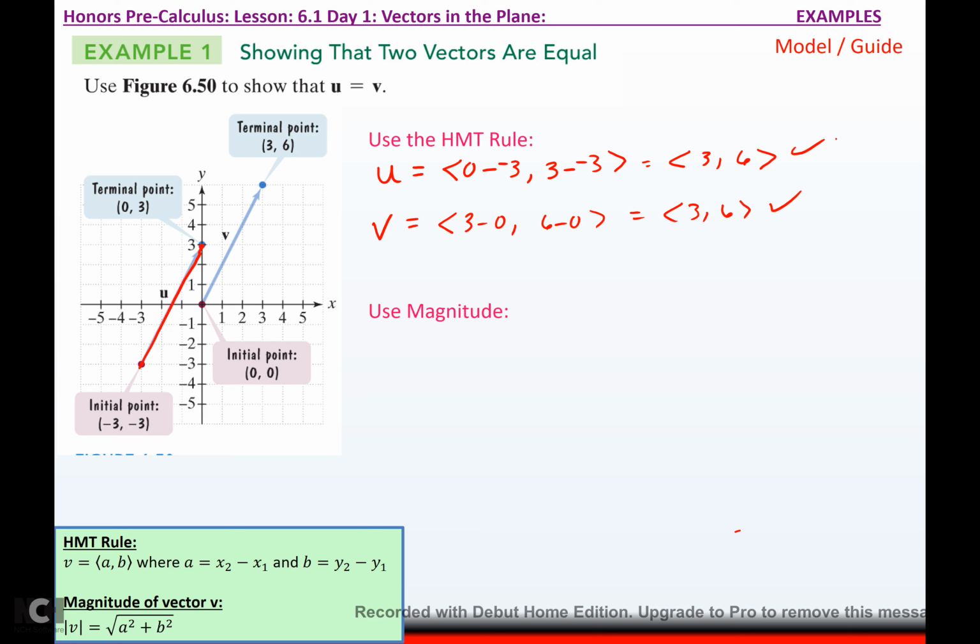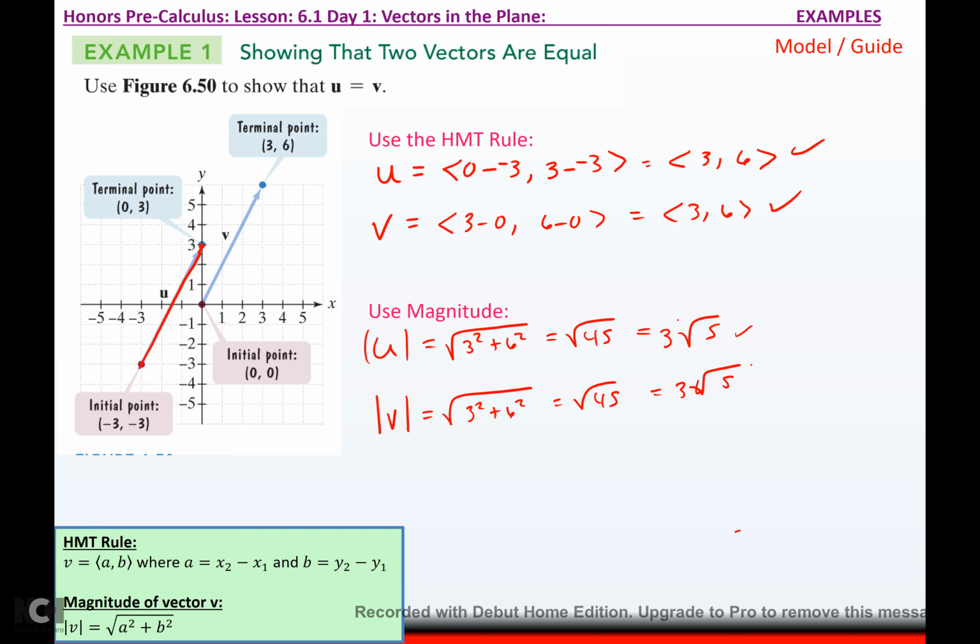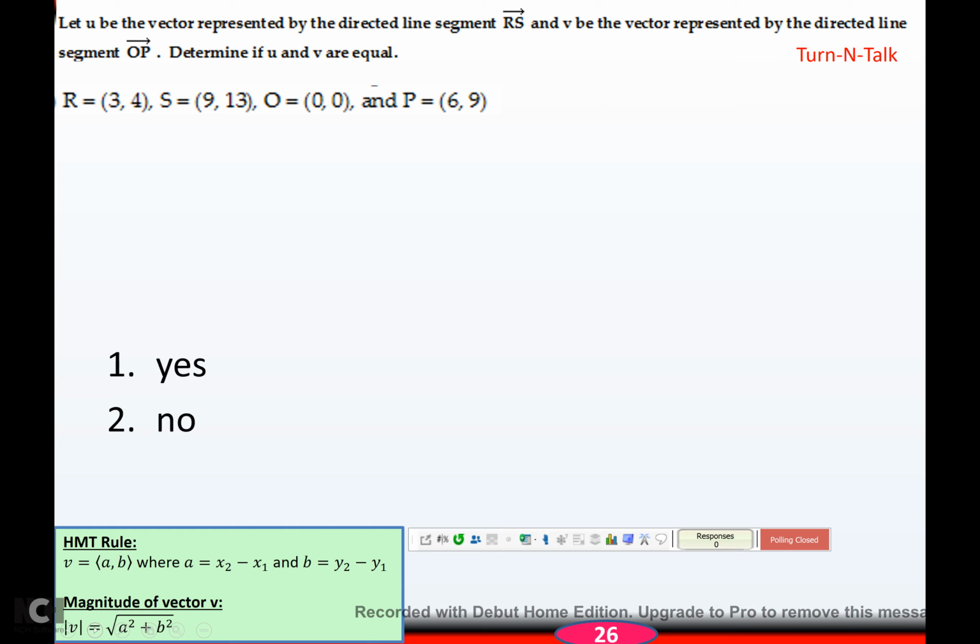I can also show that their magnitudes are equal. To do the magnitude of u, it's going to be the square root of 3 squared plus 6 squared. There's my 45, which is 3 square roots of 5. And if I do the magnitude of v, I get the square root of 3 squared plus 6 squared equals the square root of 45, 3 square roots of 5. So they have the same direction and the same length. They are equal. Alright, you try one, hit pause, come back when you're ready.